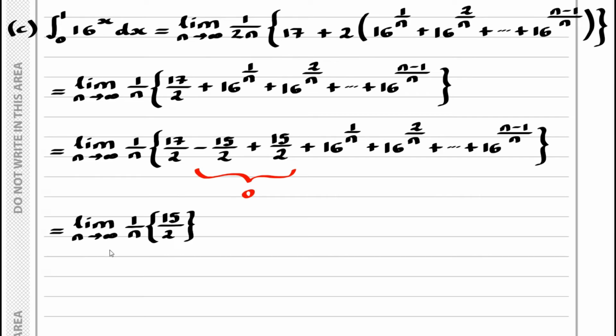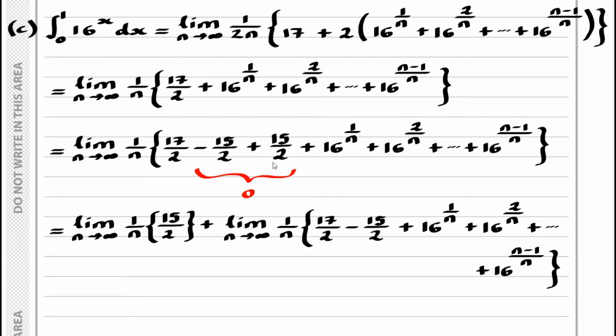So what we end up with here is the limit as n tends towards infinity of 1 over n multiplied by 15 over 2. And then I add on to this the limit as n tends towards infinity of 1 over n multiplied by 17 over 2, subtract 15 over 2, plus 16 to the 1 over n, plus 16 to the 2 over n, plus terms up until 16 to the n minus 1 over n.